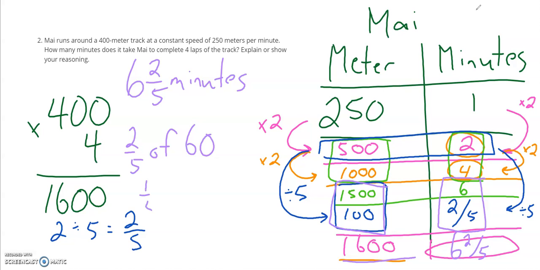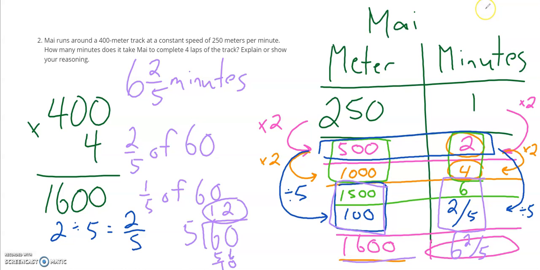So 1/5 of 60 is the same as dividing 60 by 5. 5 goes into 6 one time, which is 5. We subtract and get 1. We bring down the 10. 5 goes into 10 two times. 5 times 12 is 60. So 1/5 of 60 is 12. 2/5 of 60 is 24.